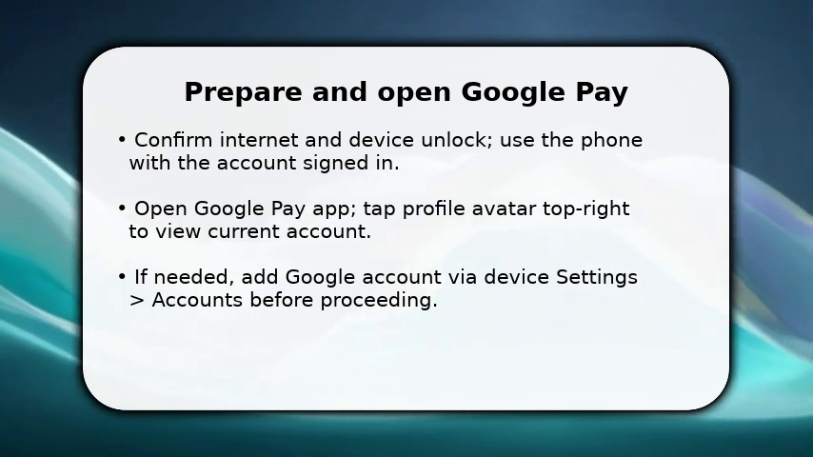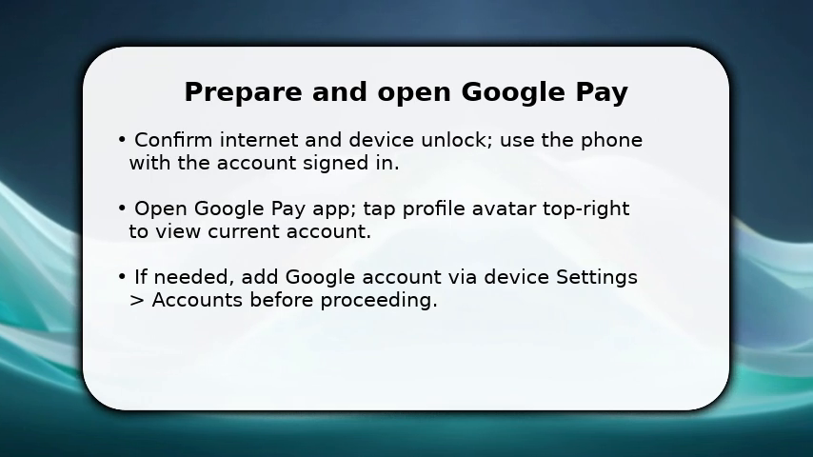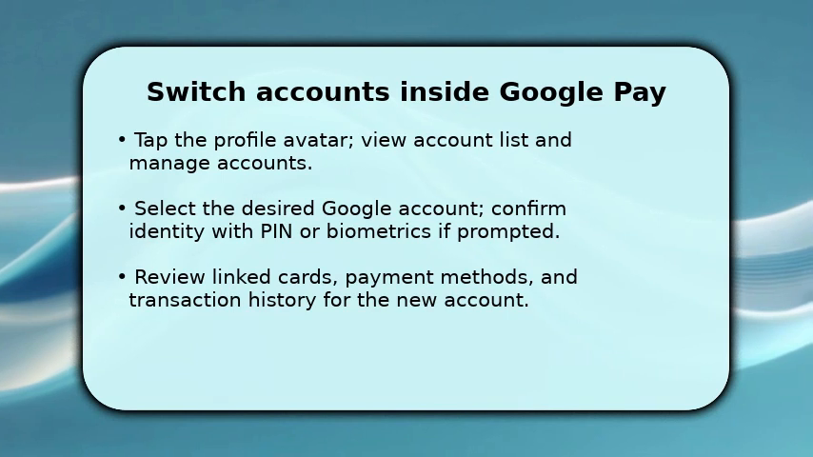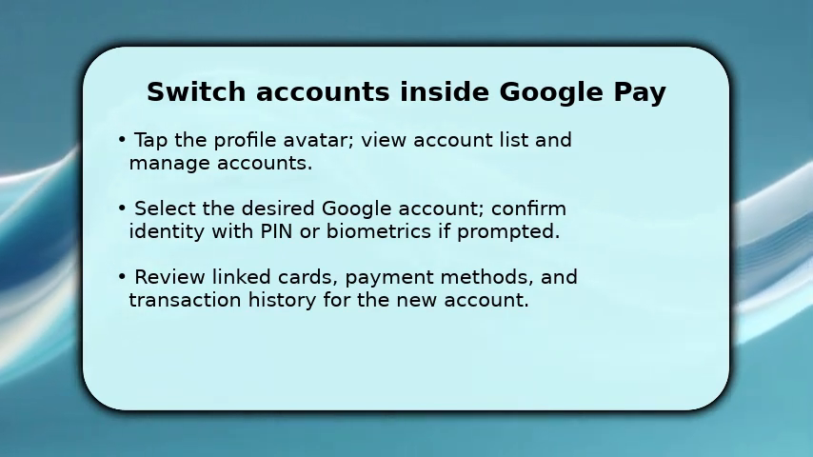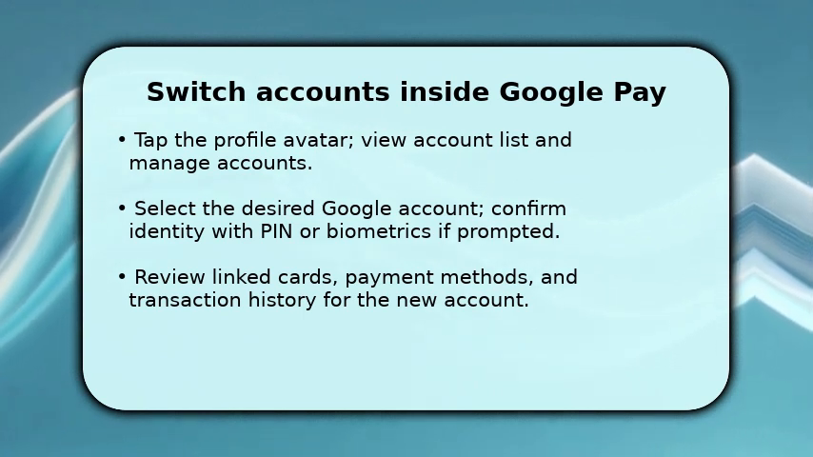Once the new account is added, return to Google Pay and reopen the profile menu so the app recognizes the newly added account. Now focus on switching. Tap the profile avatar and scan the account list that appears. You should see all Google accounts added to your device. Tap the one you want to use.